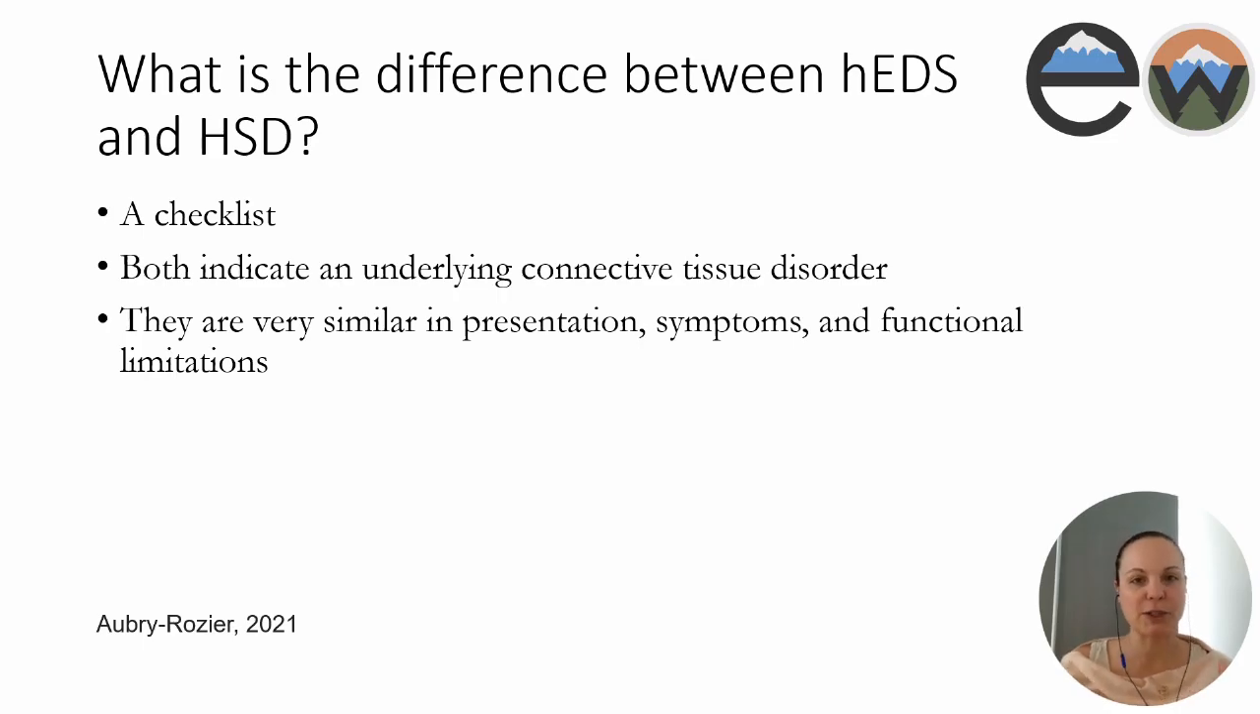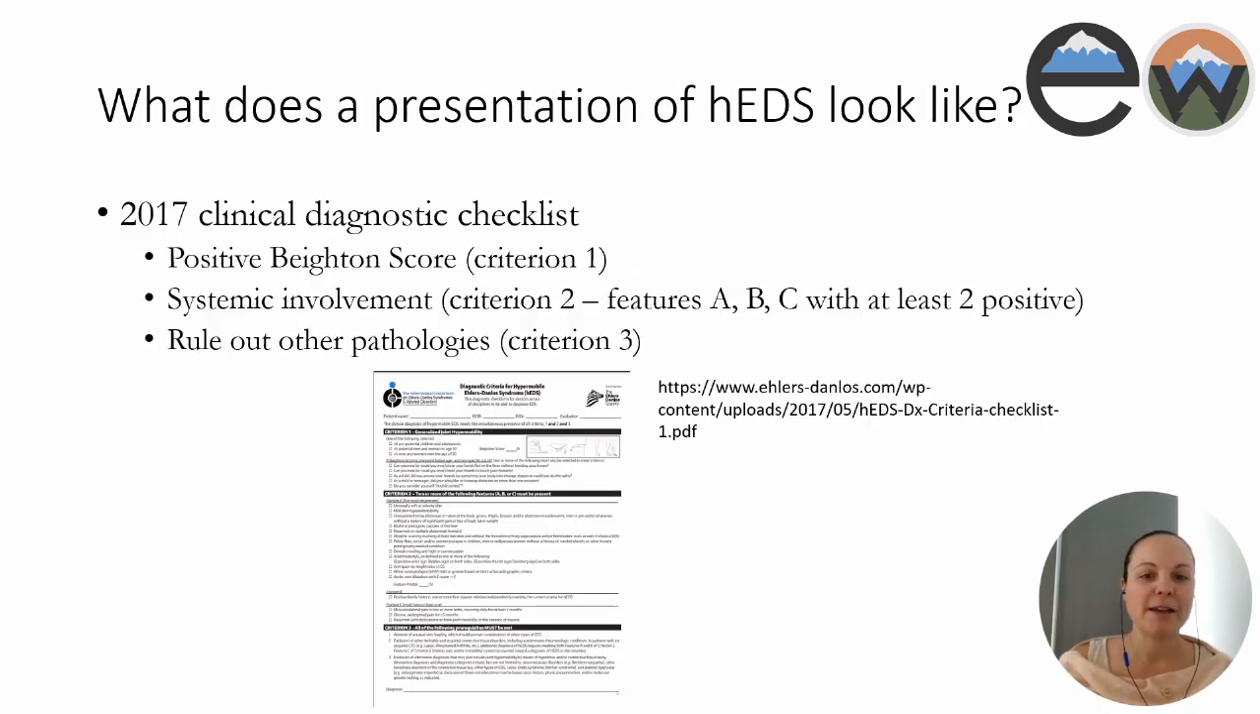So very similar. And this is what the 2017 clinical diagnostic criteria checklist looks like. A lot of patients know what this looks like. A lot of patients fill this out on their own before they go see their medical providers. What we're looking for is basically positive responses in criterion 1, 2, and 3.